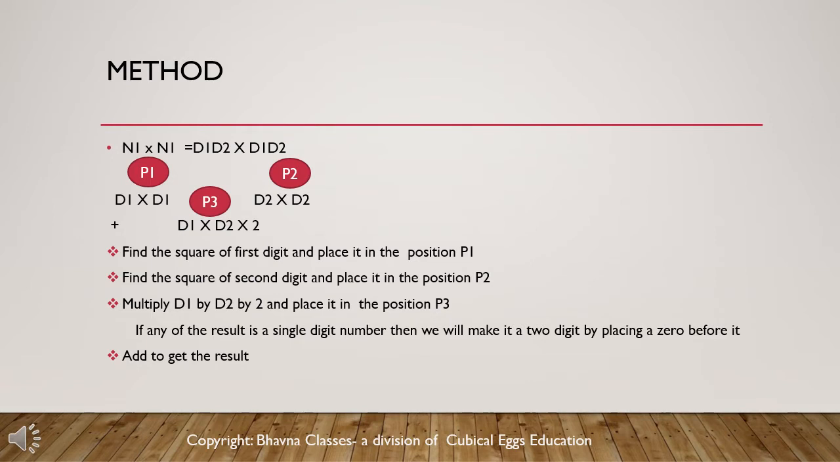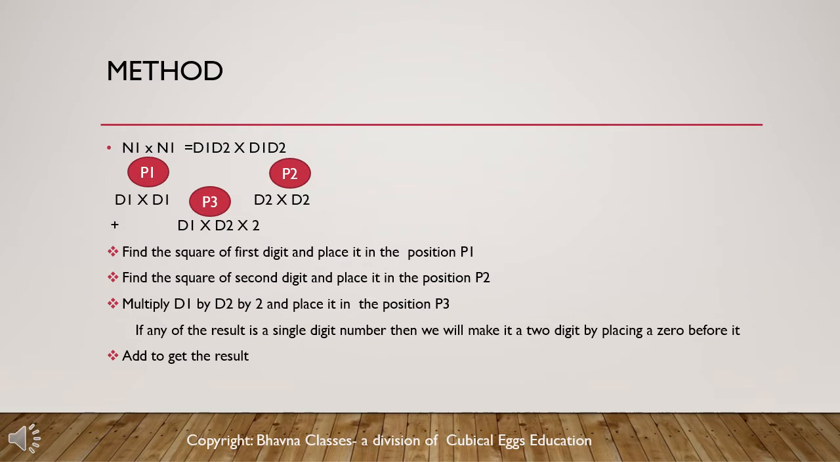So here is a method for that. I need to find the square of a number n1, that means n1 times n1. n1 consists of two digits d1 and d2, that means d1 d2 multiplied by d1 d2. So what is the first step? The first step is to find the square of the first digit, and we need to place it in a position called p1. Then we need to find the square of the second digit d2 and place it in the position called p2. Then we need to multiply d1 by d2 by 2 and place it in the position p3. Now what are these positions, how it is done, that we'll come to know with an example easily.